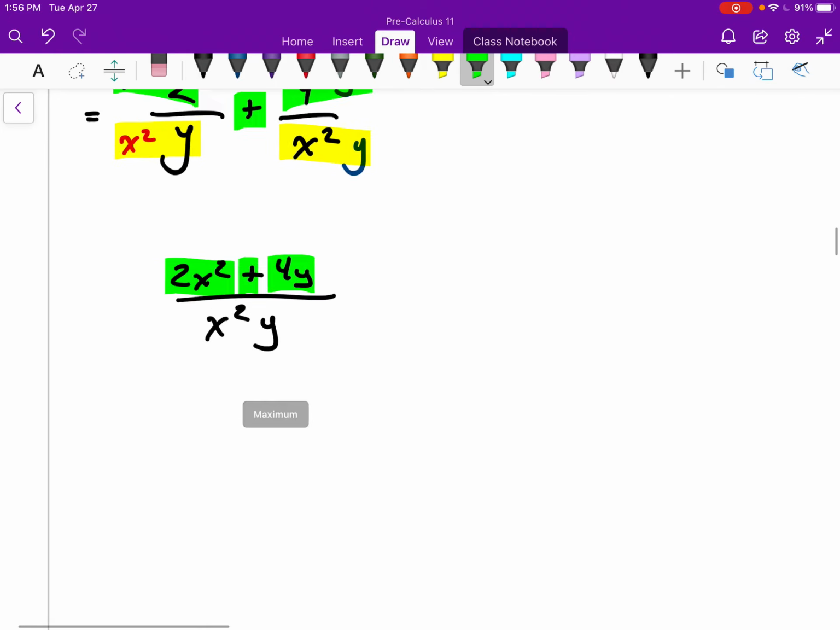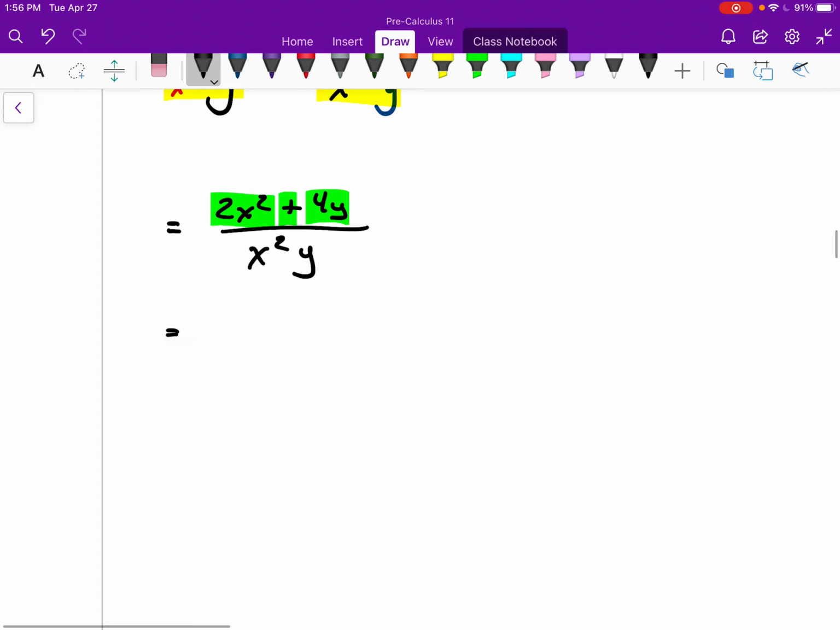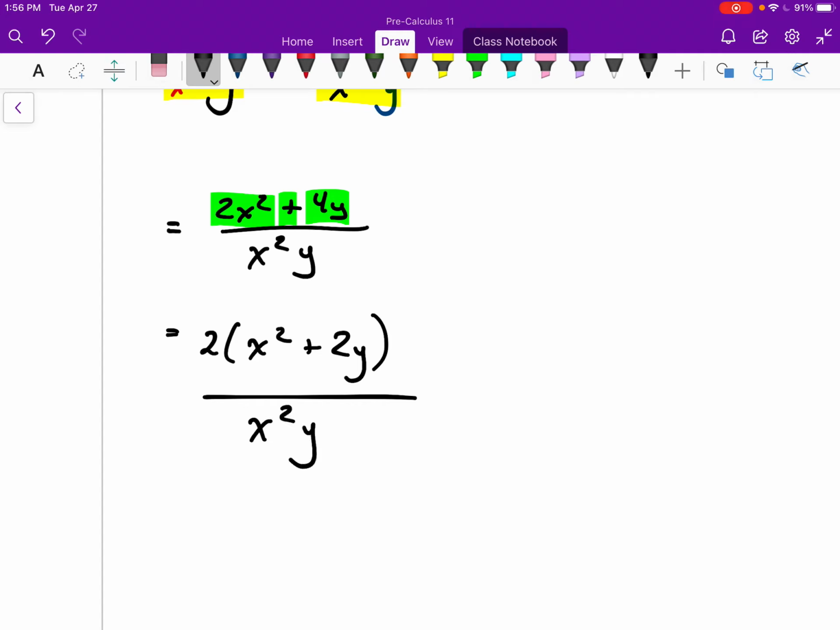All right, now I should see if I can simplify this at all. I can take a factor of 2 out of the numerator. If I do that, I get x squared plus 2y. But I still don't see any factors that cancel out. You may be drawn to the fact there's an x squared here and an x squared here, but in the numerator, that's not a factor. It's x squared plus 2y, not just x squared.